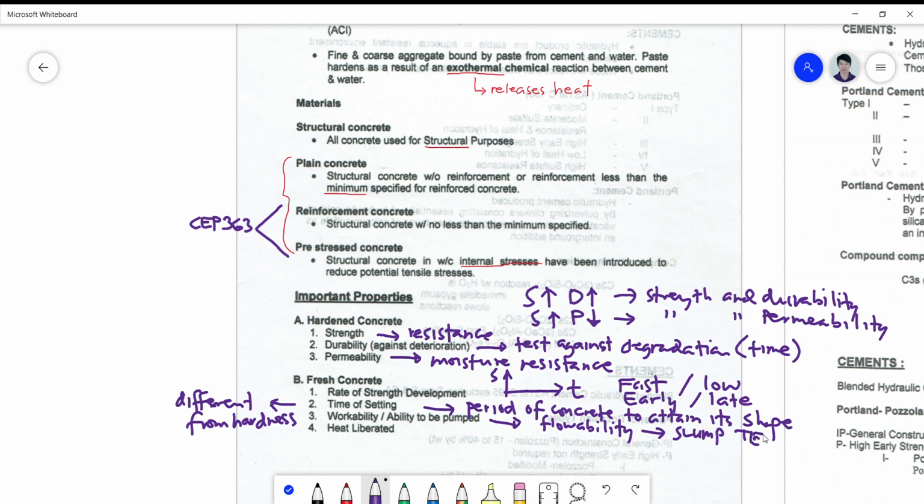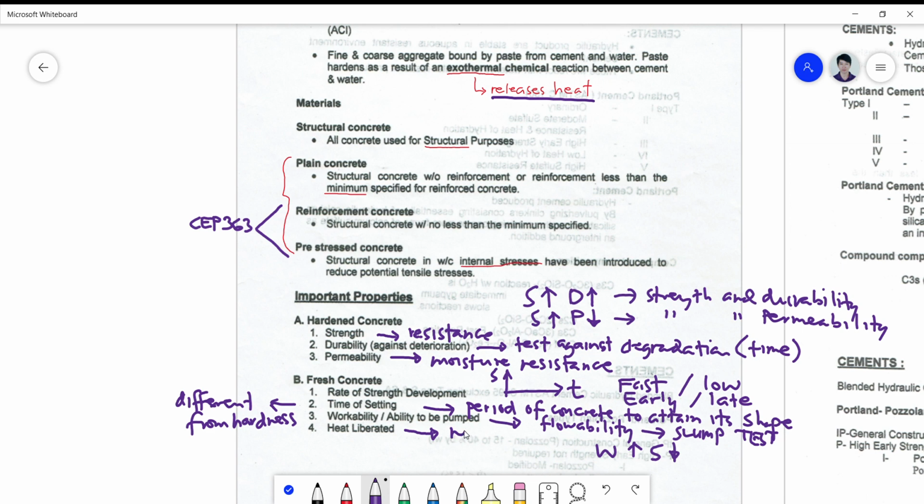Okay, so we want the concrete to be workable, but sometimes workability and strength are inversely proportional. When concrete is workable, its strength drops, and vice versa. So for heat liberation, it has something to do with the release of heat. When you mix water and cement, heat is released.